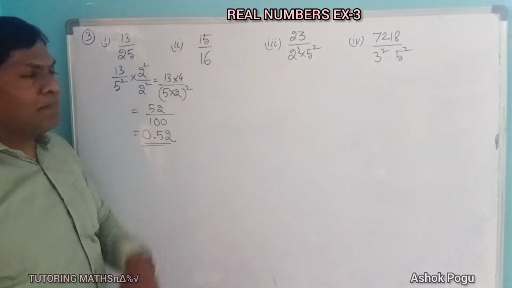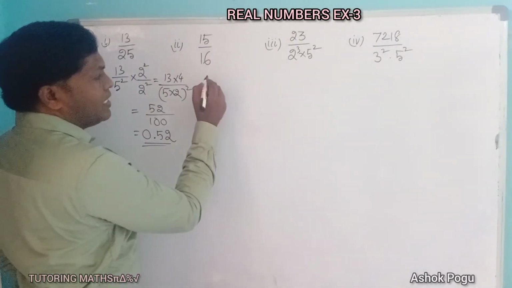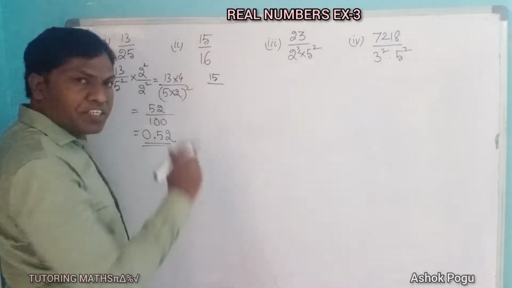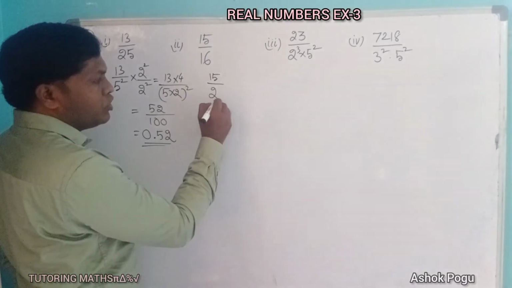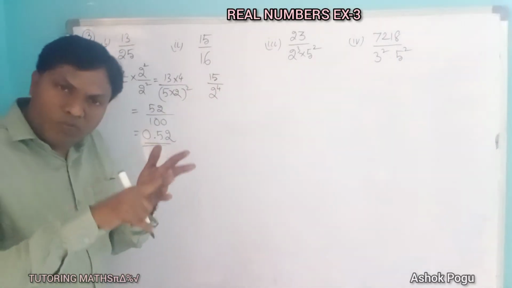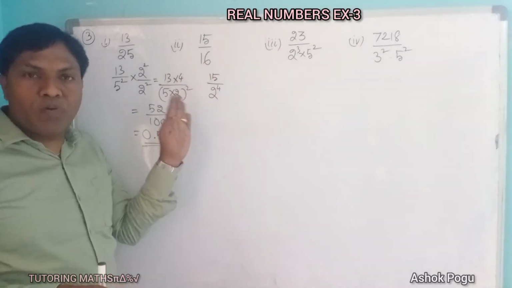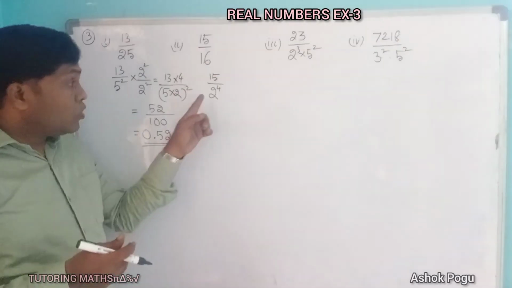In the same manner, coming to question number 2, 15 by 16. First of all, find the prime factorization of 16. What is 16? That is 2 power 4. 2 2s are 4, 2 4s are 8, 2 8s are 16. So 16 can be written as 2 power 4. Just now I have told you 2 is there.